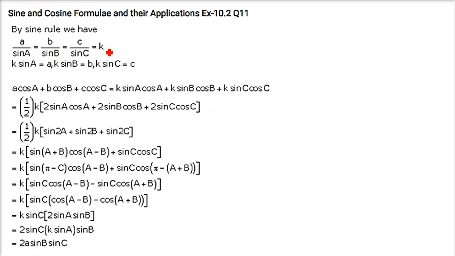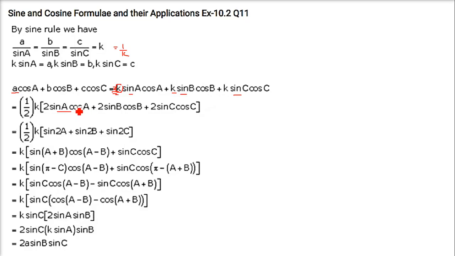a will be k sin a, b will be k sin b and c will be k sin c. Or you can also put it as 1 by k if you want: sin a will be ak, sin b will be bk and sin c will be ck. So whichever you want. In place of a we are writing k sin a, in place of b k sin b, in place of c k sin c. So what do we get? First take k common from here, all k, and multiply numerator and denominator by 2. That is 2 here, 2 here. The denominator goes outside, and this 2 goes inside.